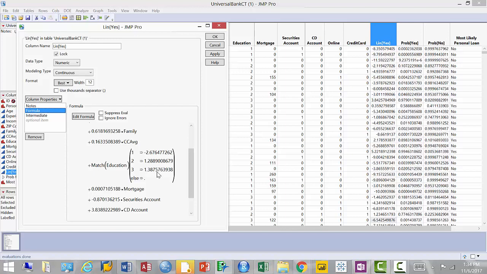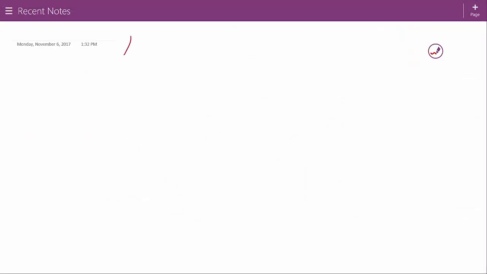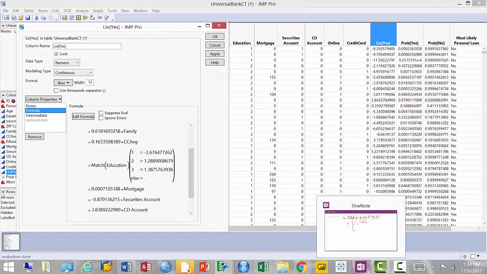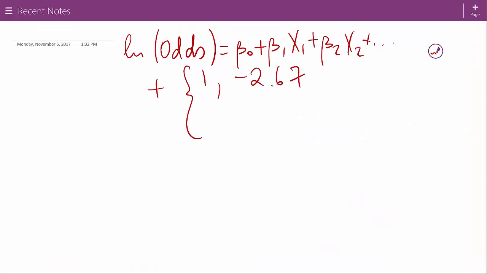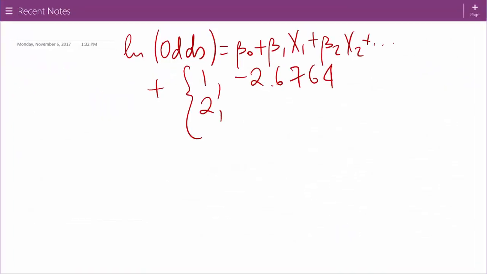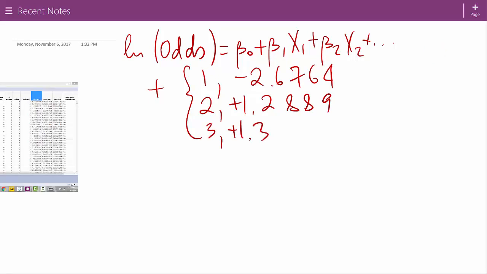So let me write that down. How am I going to remember that? My equation is natural log of odds equals whatever the intercept is, plus the first variable slope times the variable, the second one, etc. But when it comes to education, I have to say if it's 1, then minus 2.6764. If it's 2, if it's master's degree, then we have to add 1.2889. And if it's 3, then we have to add 1.3 something something.